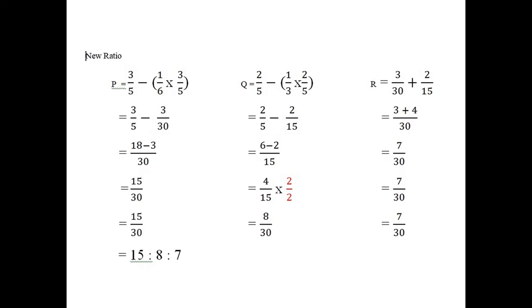So you can see here on your screen that the old ratio of P is 3/5 and Q is 2/5, which is 3:2. That is given in the first line of the question. 3:2 in terms of fraction will become 3/5 and 2/5. Here it says that P surrenders 1/6 of his share, which means he will give 1/6 of his share to R.